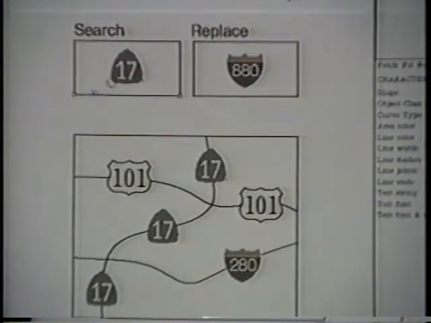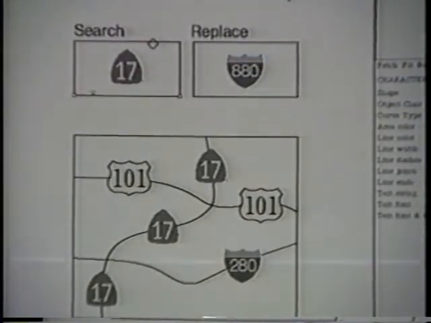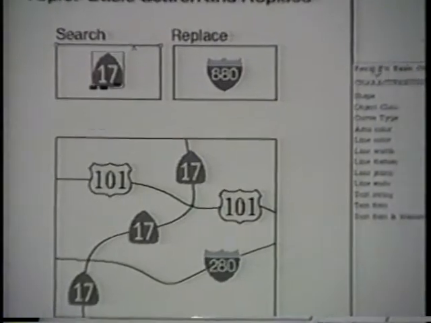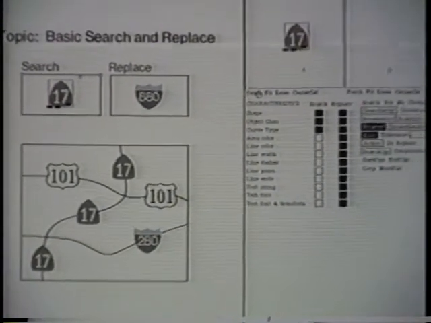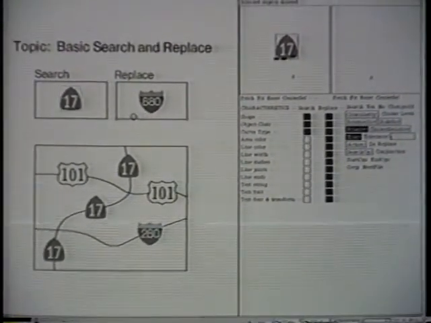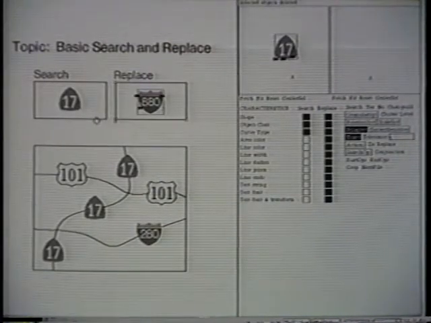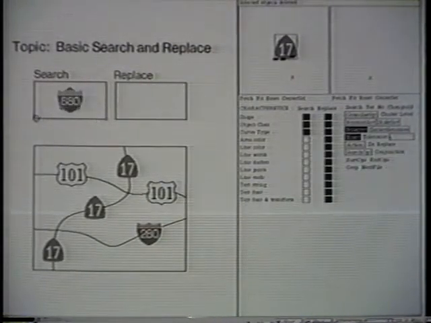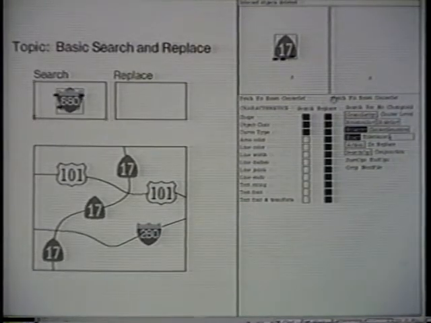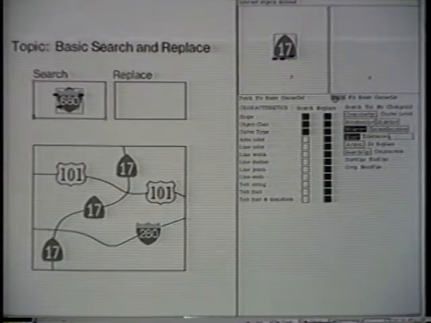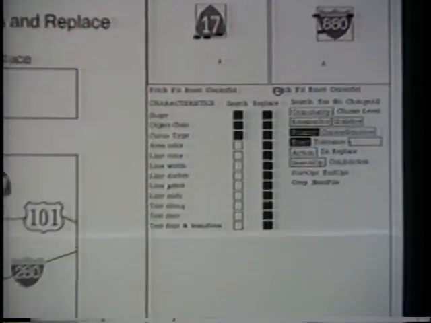We want to search for all Highway 17 signs, so I select one of them and copy it into the search pane of the Matchtool. I select an 880 sign and copy it over to the Highway 17 sign to show the Matchtool how the new shape should be placed relative to the old shape. I copy the properly placed 880 sign to the Replace pane of the Matchtool.